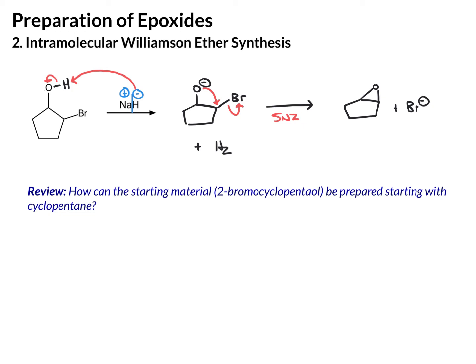Now, in terms of stereochemistry, if you have stereochemistry in your starting material, like for example, let's say this OH was on a wedge, and I'll put this Br on a dash, that stereochemistry is going to be retained. So this oxygen will be on a wedge, and the epoxide will be on wedges.